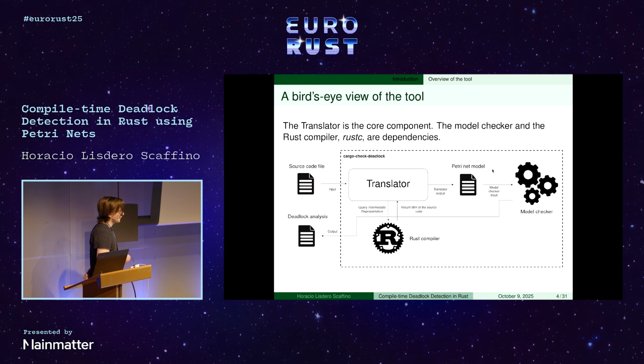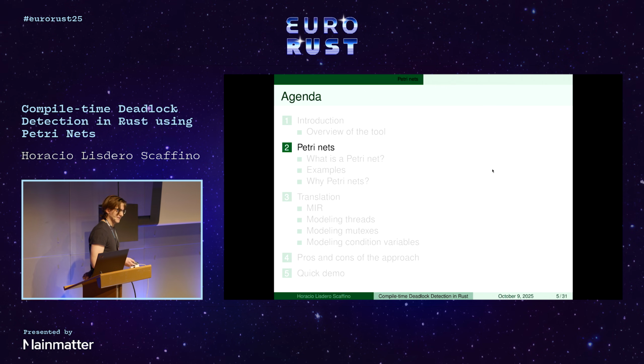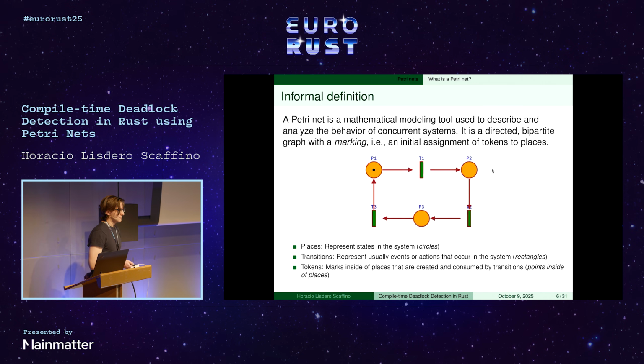I'm using internals of the compiler, accessing the crates that the rustc compiler uses to traverse an internal representation of the compiler and then translate that. So the compiler in this case is a dependency, and the model checker is also a dependency. But first, let's look at what Petri nets are.